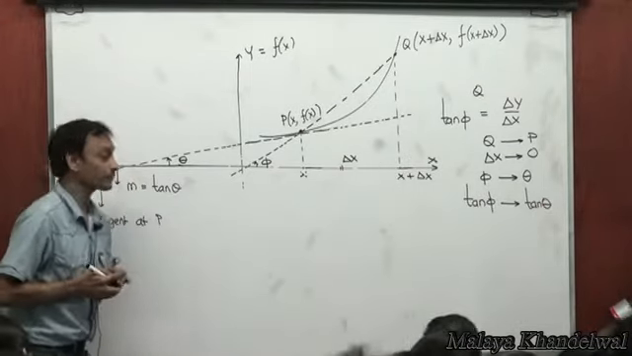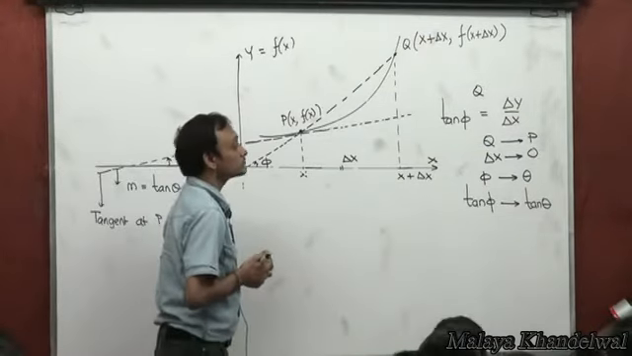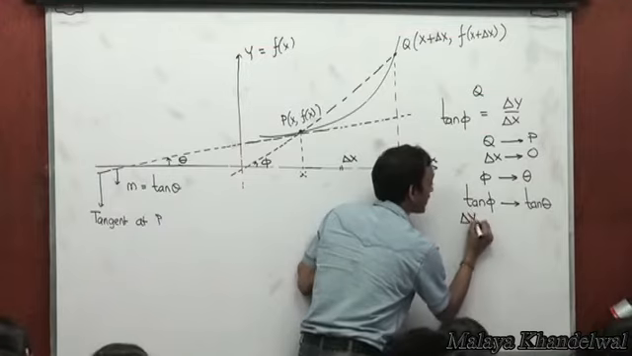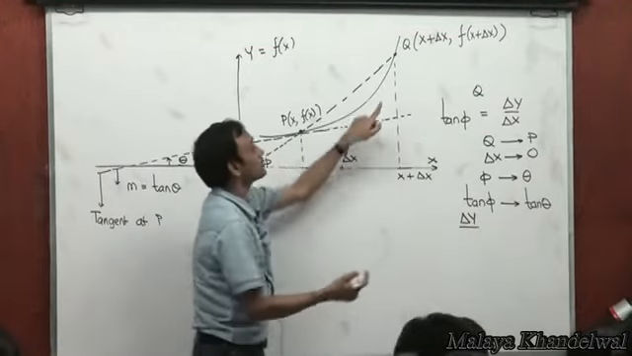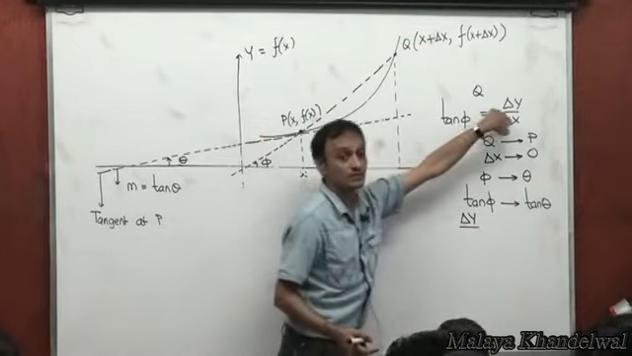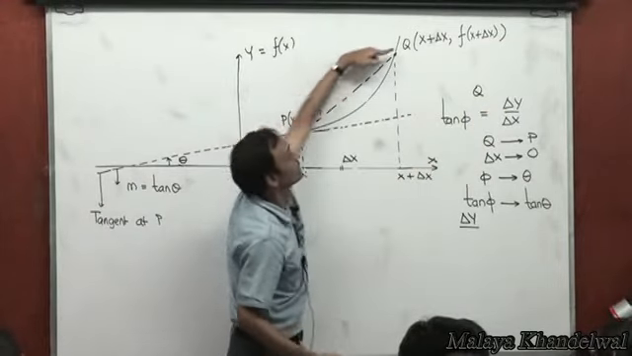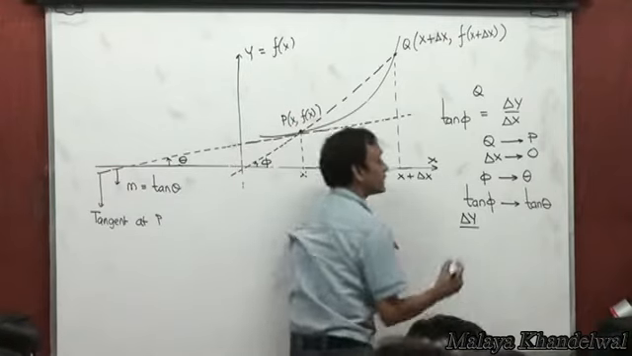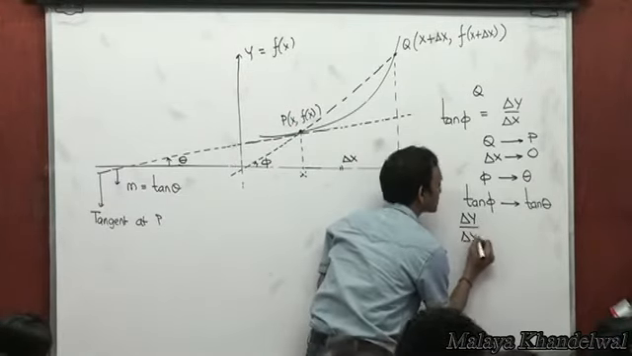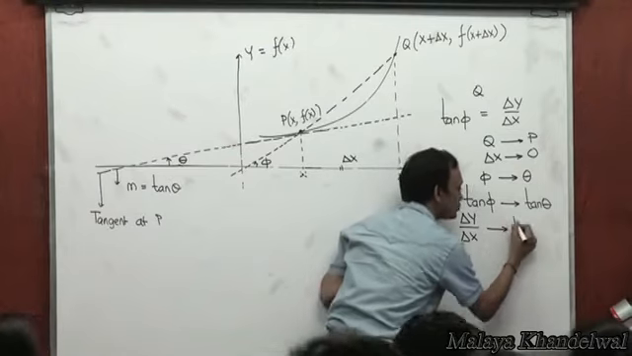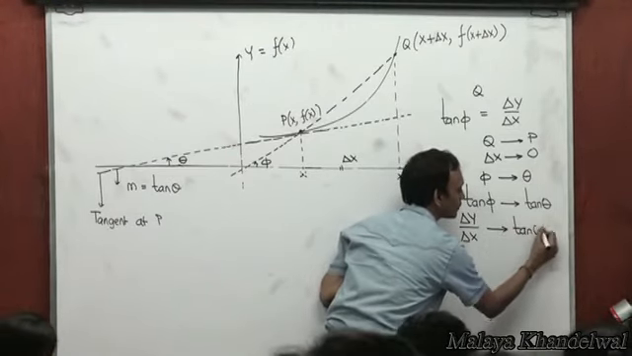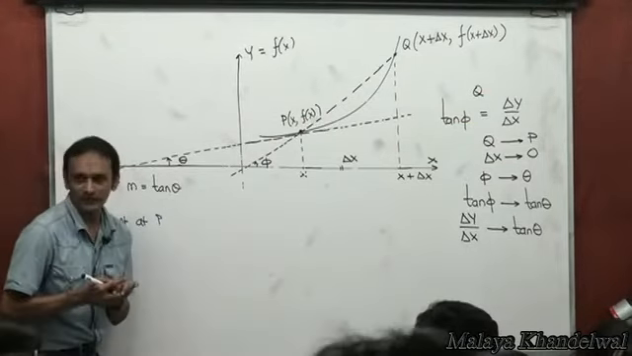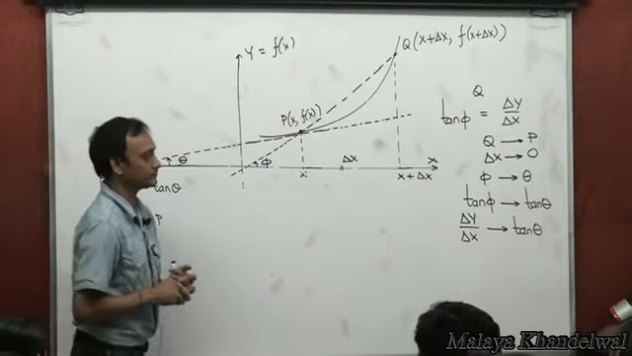Right? That means delta y by delta x. Tan phi is delta y by delta x. If Q is here, P is here, tan phi is delta y by delta x. We've seen that, right? That means delta y by delta x comes closer and closer to tan theta. Yes or no?